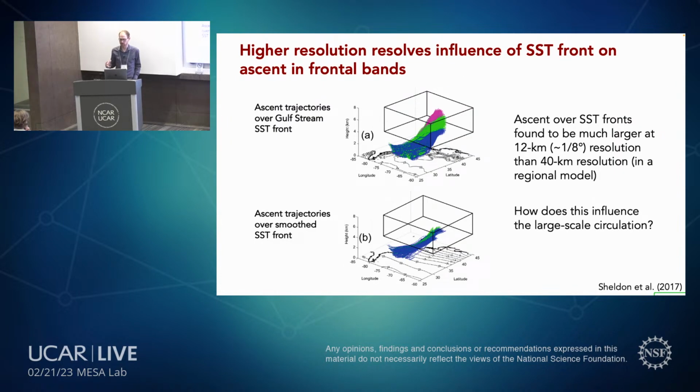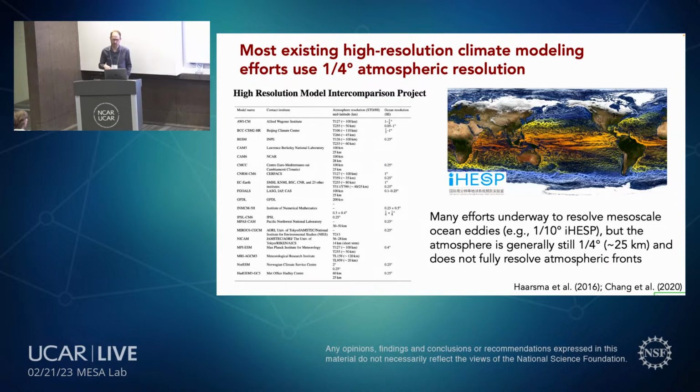But then from these regional model simulations, you can't really think about how this influences a large-scale circulation. On the other hand, most of the existing high-resolution climate modeling efforts, so climate modeling being decade or longer simulations, really tops out at about a 1/4 degree atmospheric resolution. So this includes the High-Resolution Model Intercomparison Project, as well as the iHESP effort with CESM. Both of these have only 1/4 degree atmosphere, even though they often go to higher resolution in the ocean.